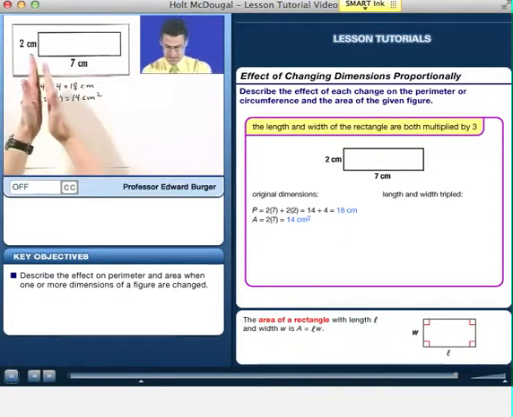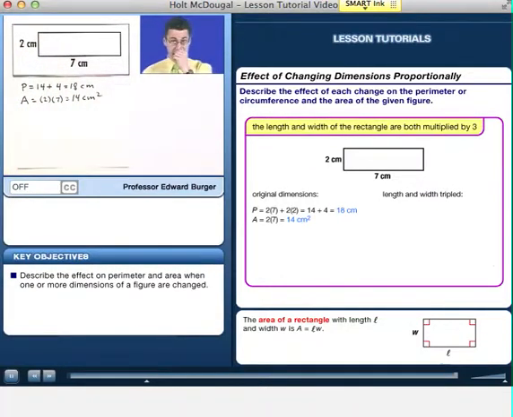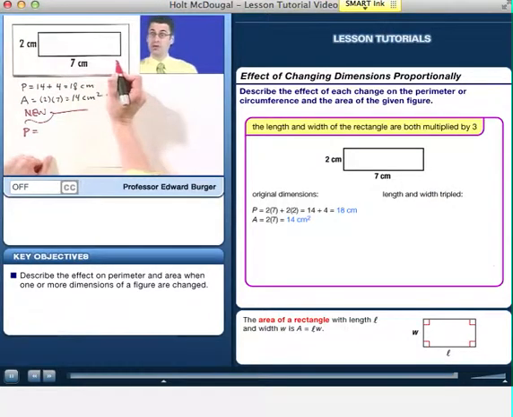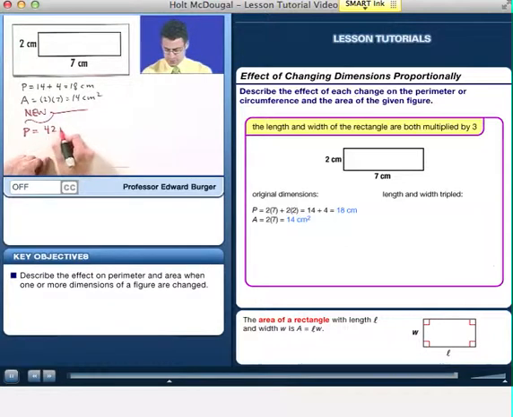Now, I'm going to explode this thing out by a factor of 3. So this length of 7 is now going to triple, and the length of 2 is going to triple. And so now, what are we looking at? Well, it's a whole new rectangle. What's the perimeter going to be? Well, what used to be 7 is now 21. So I've got 21 and 21, that's 42, plus what used to be 2 is now 6. And so I've got 6 and 6, which is 12. And so now I see a total of 54.